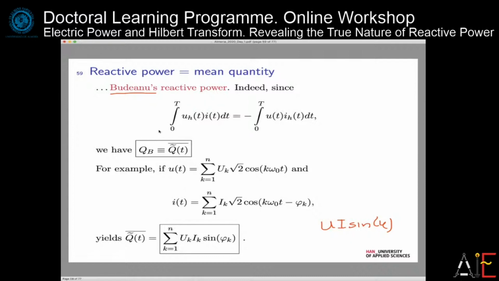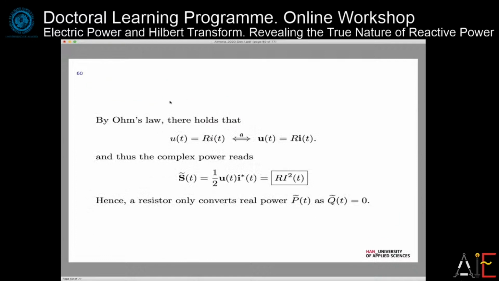And on Wednesday, I will go a little bit deeper into the physics, and there I will show you that it's indeed also related to the imbalance between magnetic and electric energy. So Budeanu's reactive power does have a physical explanation and a physical relevance. The only thing that is perhaps doubtful is whether it's relevant for power factor optimization. But as a physical quantity, it is a candidate. But let's go back. I see that I talk way too much. Let's come back to that on Wednesday.